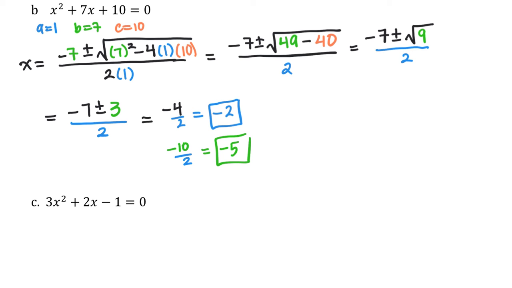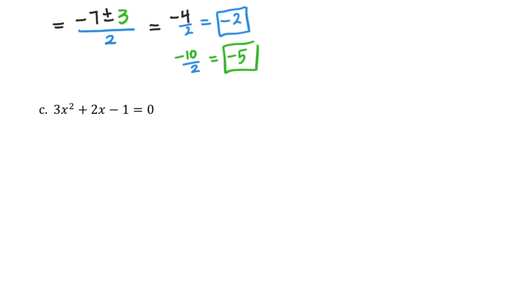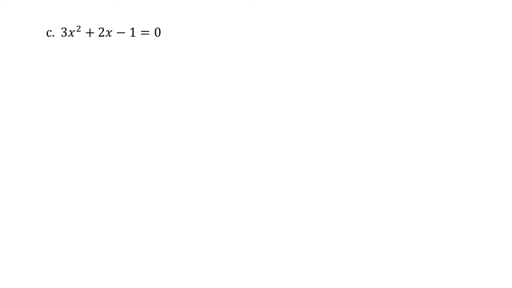It's also going to have rational solutions, so we can practice simplifying. Okay, it is in standard form, it equals 0. It's going from highest degree to lowest degree, so I'm going to identify A, B, and C. A is 3, B is positive 2, C is negative 1.